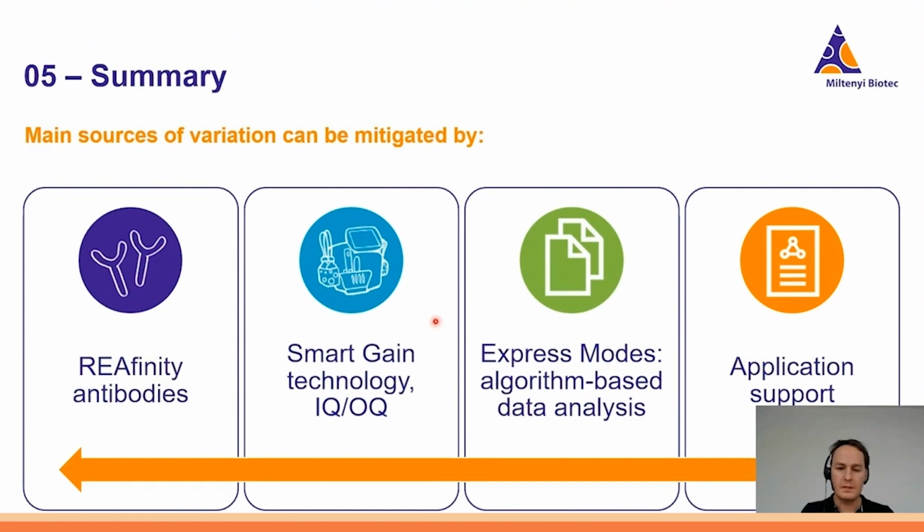So these are the sources of variation that can be addressed. In the beginning, I mentioned also the donor variation. That is, of course, not such an easy one. But reagents we can address with our REAffinity antibodies. On our instruments, we have the SmartGain technology and IQ/OQ services. For the analysis, we provide the Express modes, which provide algorithm-based automatic data analysis, and we support you with your process development through our user trainings.